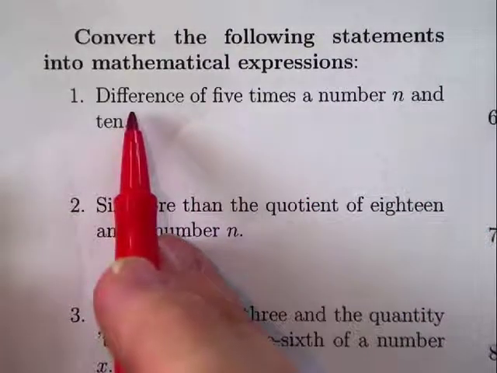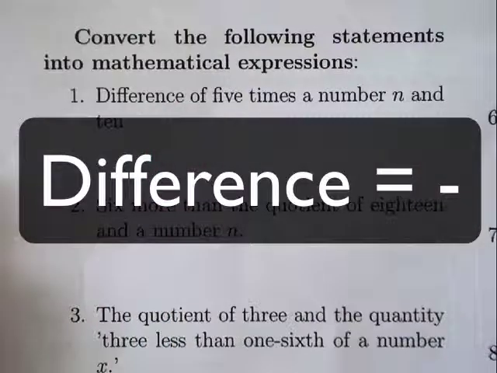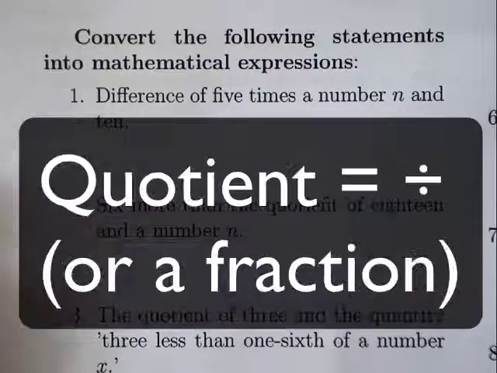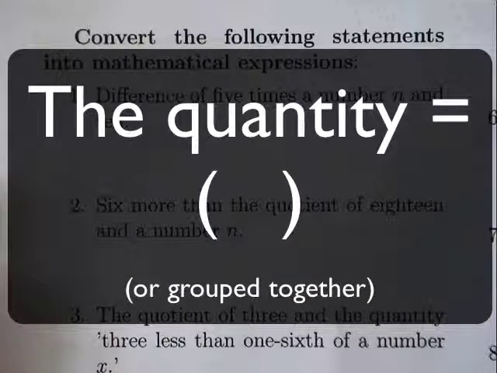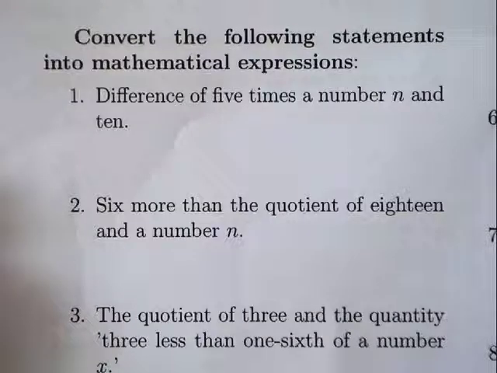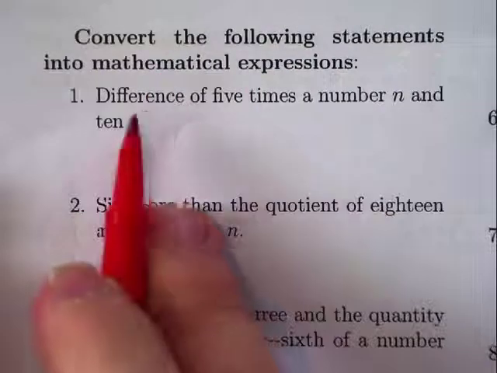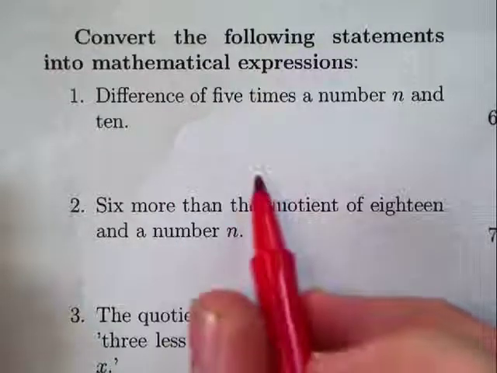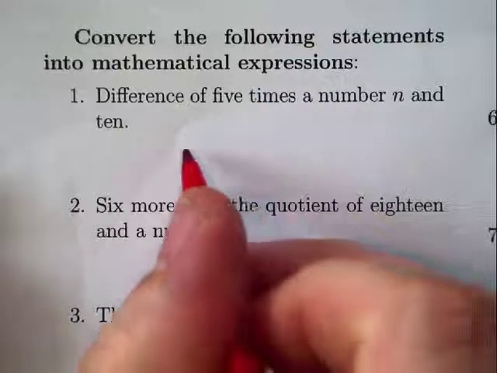Remember that there are some key words. Difference means subtraction. Okay, quotient means division. And if you see the words "the quantity," it means that it's inside parentheses. Okay, so let's go through and see what we have here. The difference, so right now I know I'm going to do a subtraction problem. I don't know any of the rest, but just subtraction. So I'll put a subtraction sign.